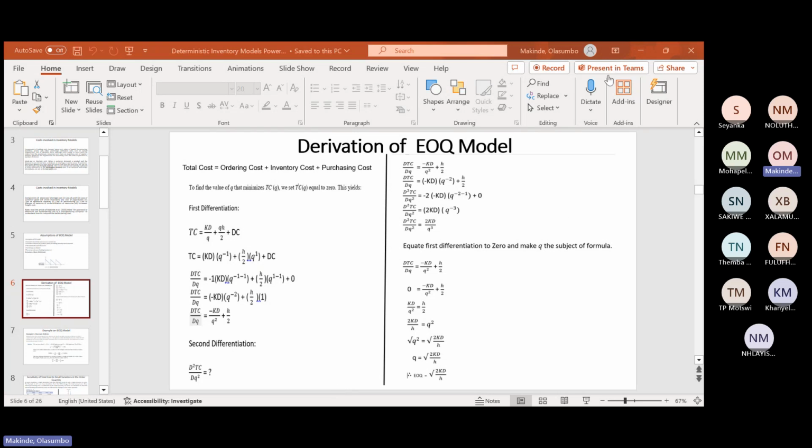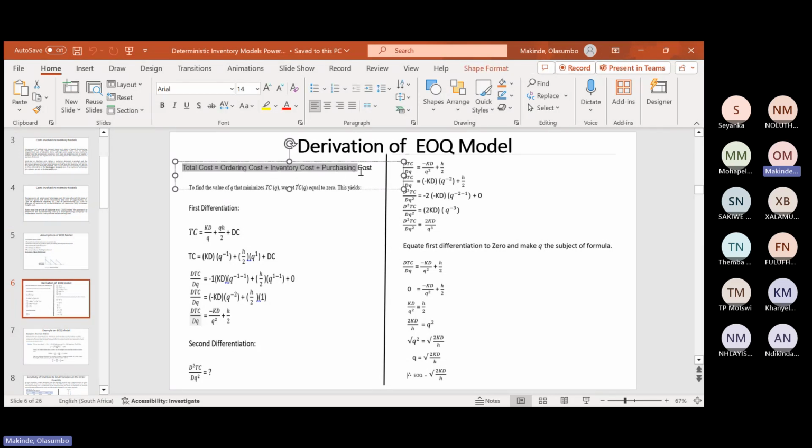So I'm going to stop sharing, but before I do, just to highlight to you, remember we said the various categories of cost you incur based on the assumptions of the EOQ model. The first is ordering cost, because you place the order. Then for holding inventory, you incur inventory holding cost. Then because you also want to purchase the item, you have the purchasing cost. So we want to find what Q will minimize the summation of all these three. And we are going to do the derivation together now.